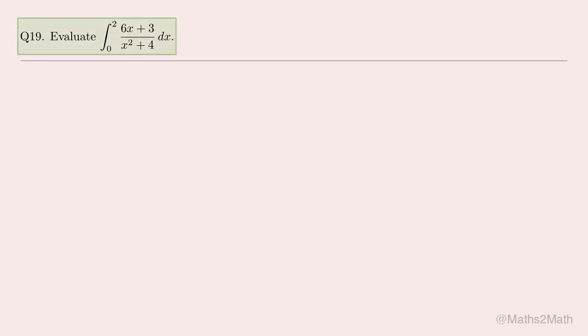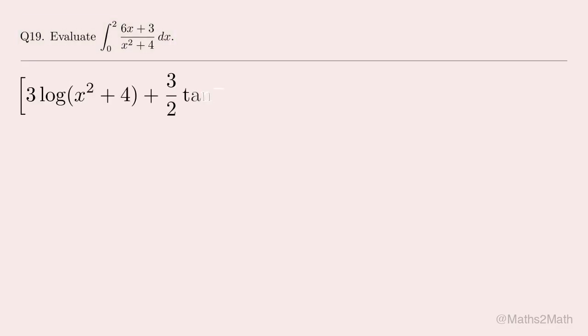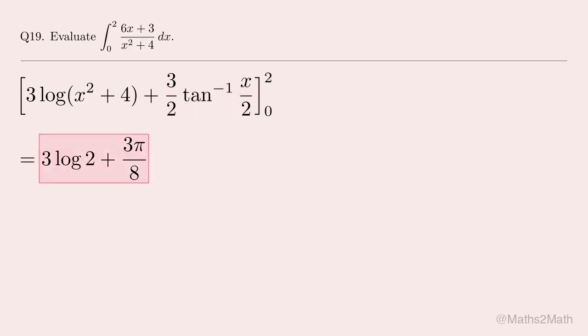Question 19. Split into the derivative part and the arctangent part. 3 log plus 3 halves arctangent. 6x is 3 times the derivative of x squared plus 4. The 3 gives the scaled arctangent. Evaluate 3 log 2 plus 3 pi over 8.